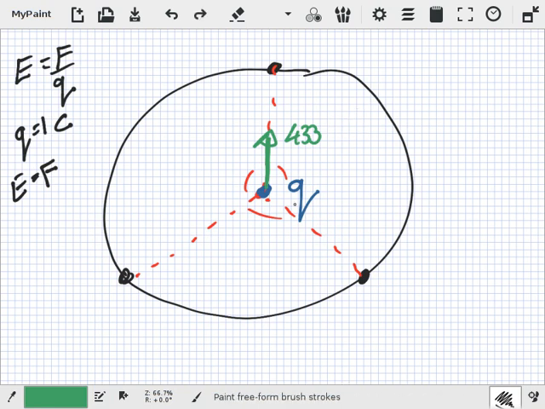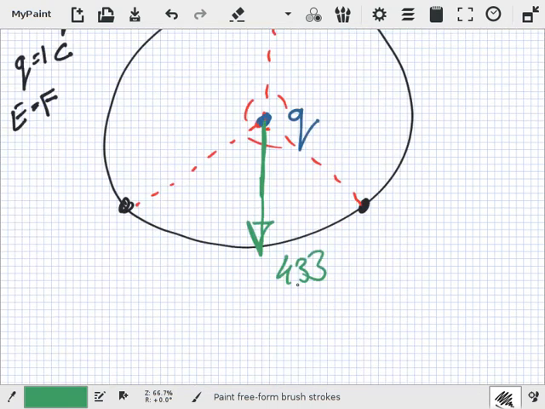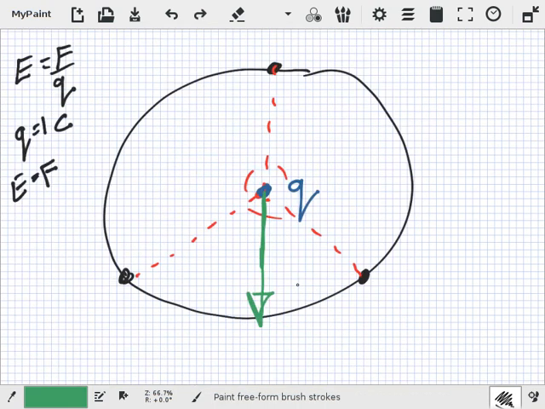Now, we could recalculate it for this one. Oh, and sorry. Are these positive charges? Yeah. So, and this is a positive, so actually I should draw it this way. 433. Isn't that what we got a moment ago? Oh, sorry. Where the hell did I get 4? Oh, what is it?